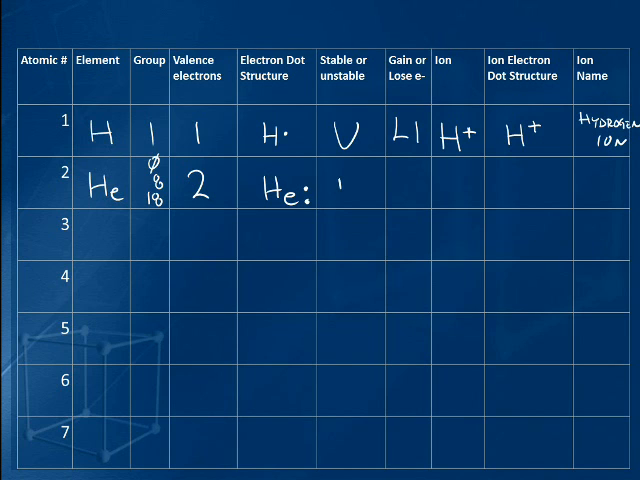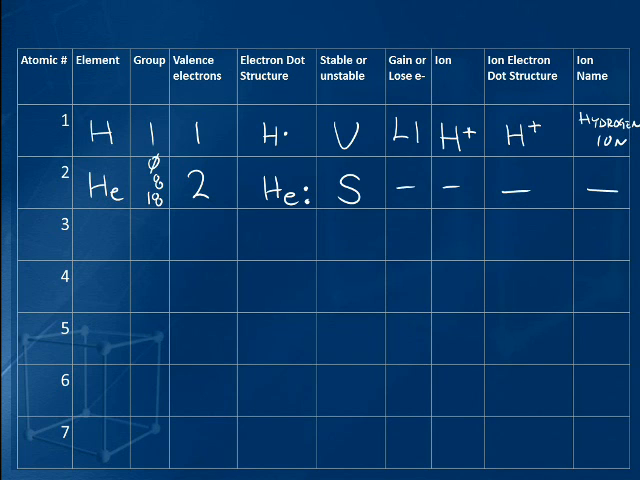Stable or unstable? Well, it's a noble gas. It has a filled valence shell. It is stable. Will it lose or gain? It's not going to lose or gain. It's not going to become an ion. It has no ion dot structure. It's just happy. It's stable. It has no ion name.